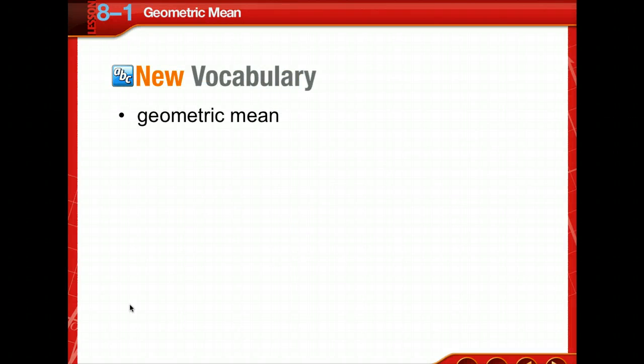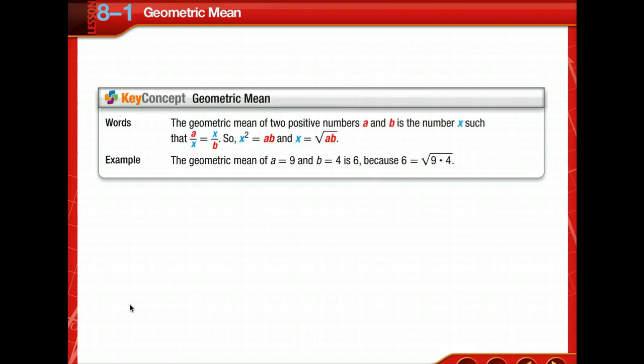First of all, we have one new vocabulary word, geometric mean. Now, when the means of a proportion are the same number, that number is called the geometric mean of the extremes. The geometric mean between two numbers is the positive square root of their product. So notice that these are the same. If A is equal to 9 and B is 4, then 6 is equal to the square root of 9 times 4.